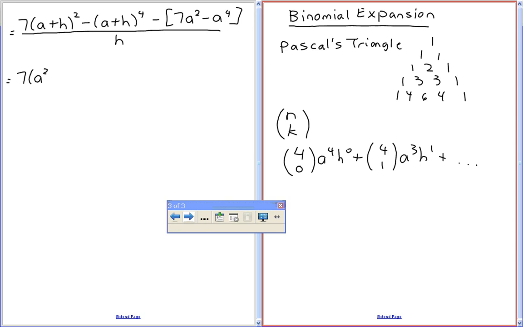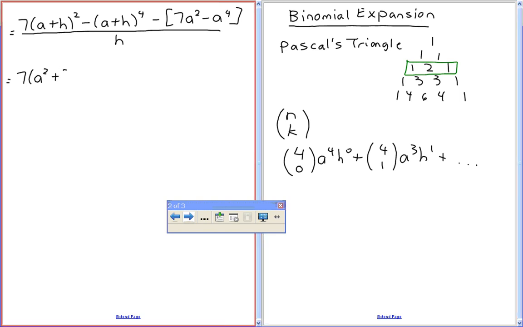For the a plus h squared, we're going to use this column right here. That's squared. So it's going to be 1a squared, plus 2ah plus h squared. If you take a look at the coefficients here, it goes 1, 2, 1. Now here comes the fun part, which is a plus h to the 4th.